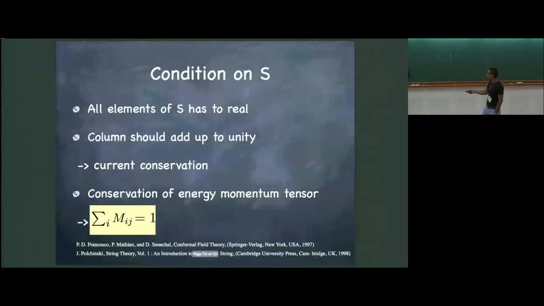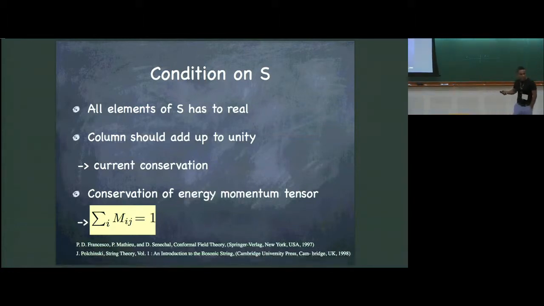So the conditions which you need to put on good M is that all elements of S have to be real, of course. Columns should add up to unity. This is current conservation. And conservation of the energy momentum tensor. So if you apply the energy momentum tensor to be conserved across the junction, then you get this condition that the squares of these matrix elements, Mij, should add up to 1. Okay? So these are the 3 conditions, right?